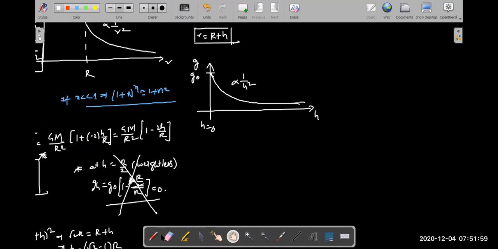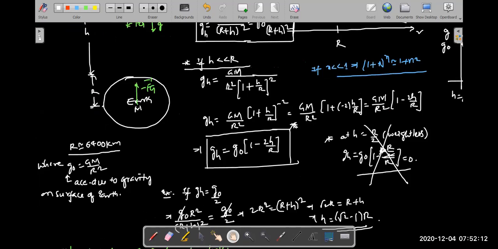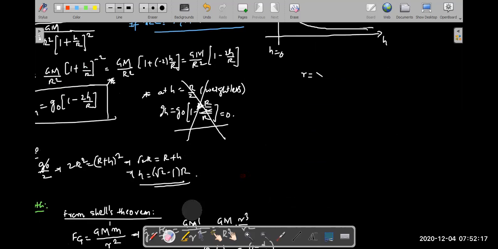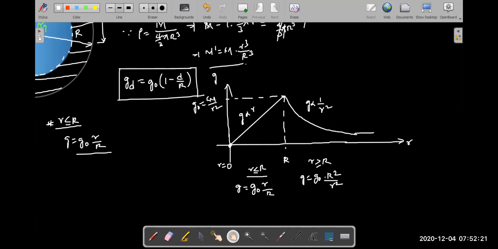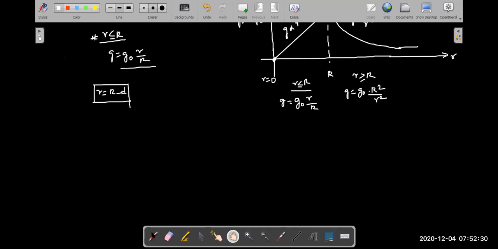Now, next, if you want to plot, we know that here the value of r is capital R minus d, right? Are we plotting in this region? This is due to depth, right? Let's plot it here. Over here, r is equal to how much? R is equal to capital R minus d. Is that right? Yes, sir, capital R minus d.